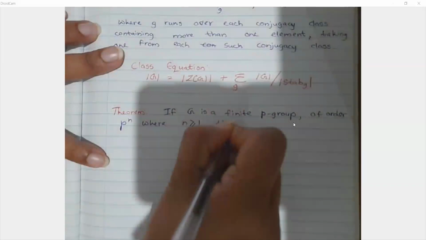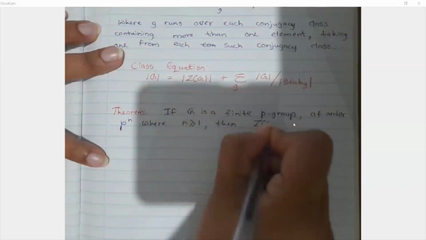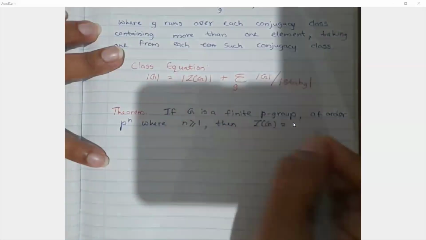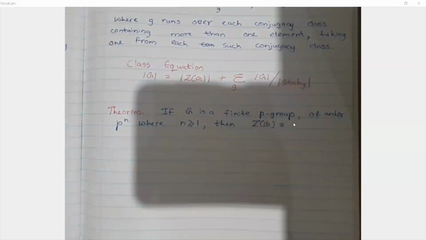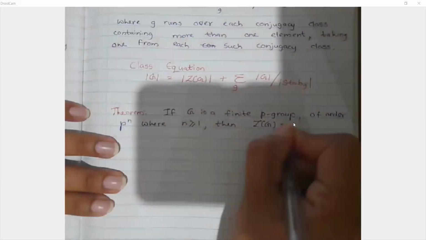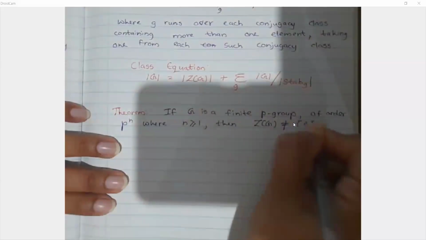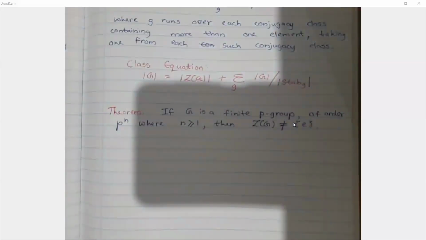Then we have the center of G to be non-trivial. The center of G has to be non-trivial. So in other words, what does it mean? It means it contains more than one element, right? That is exactly what we have to show in this case.